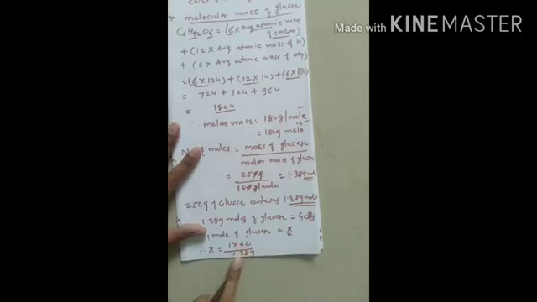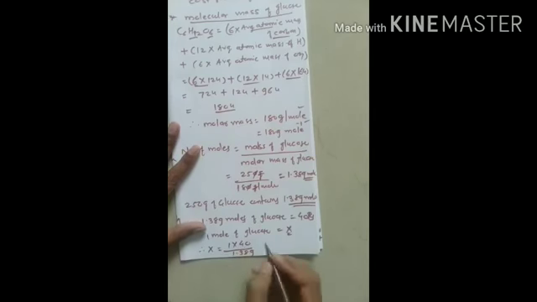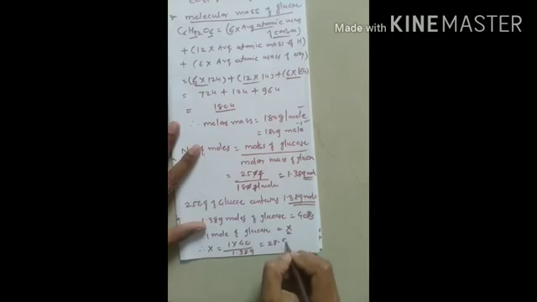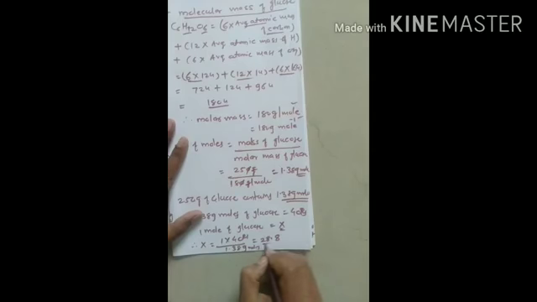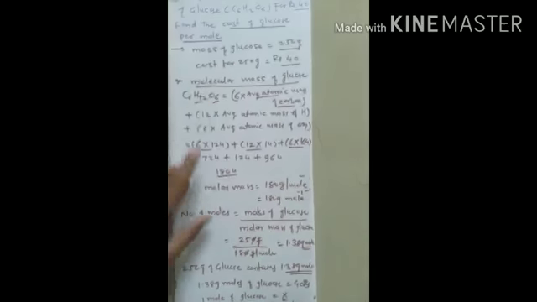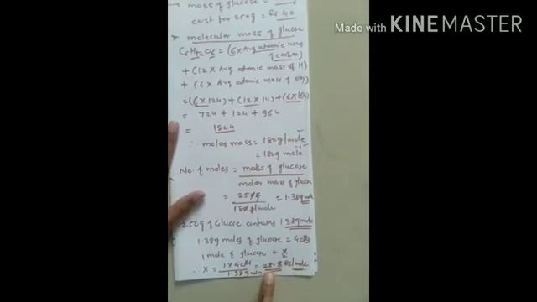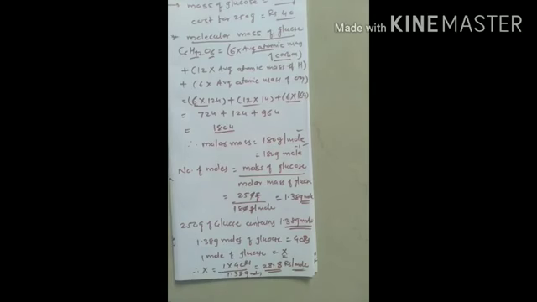So 1 into 40 upon 1.389 moles. If I simplify it, I will get 28.8, where the unit is rupees per mole. So this much amount of rupees per mole is required, or for 1 mole, according to the question, the cost of glucose per mole is found to be 28.8 rupees. So this is the way we have to solve this numerical.